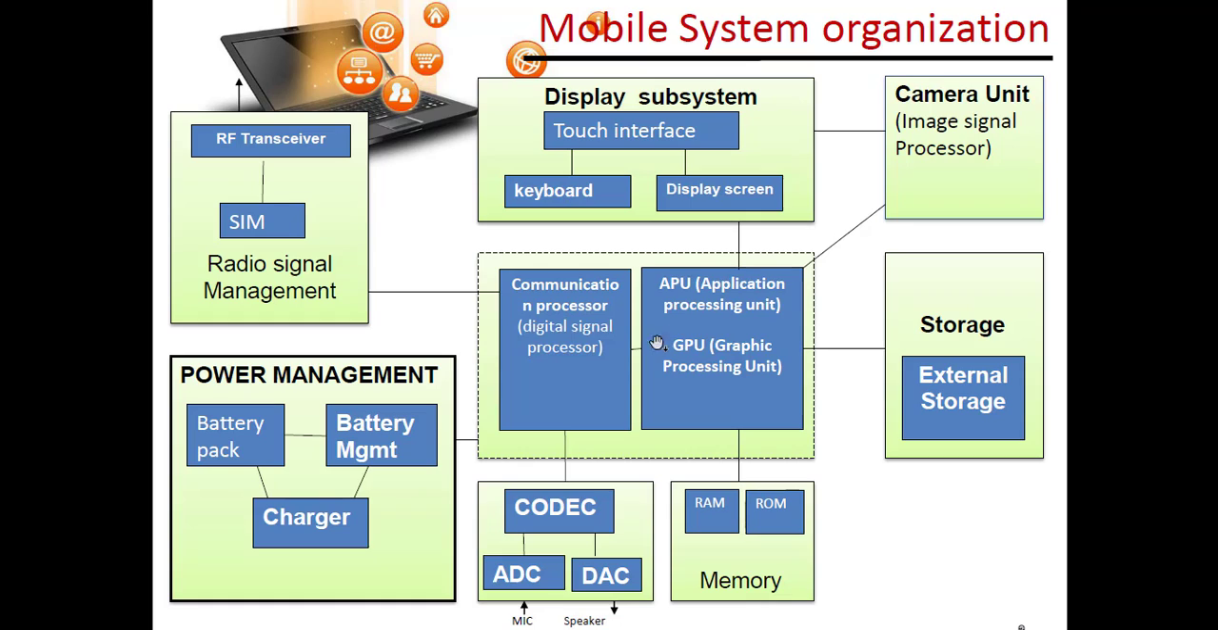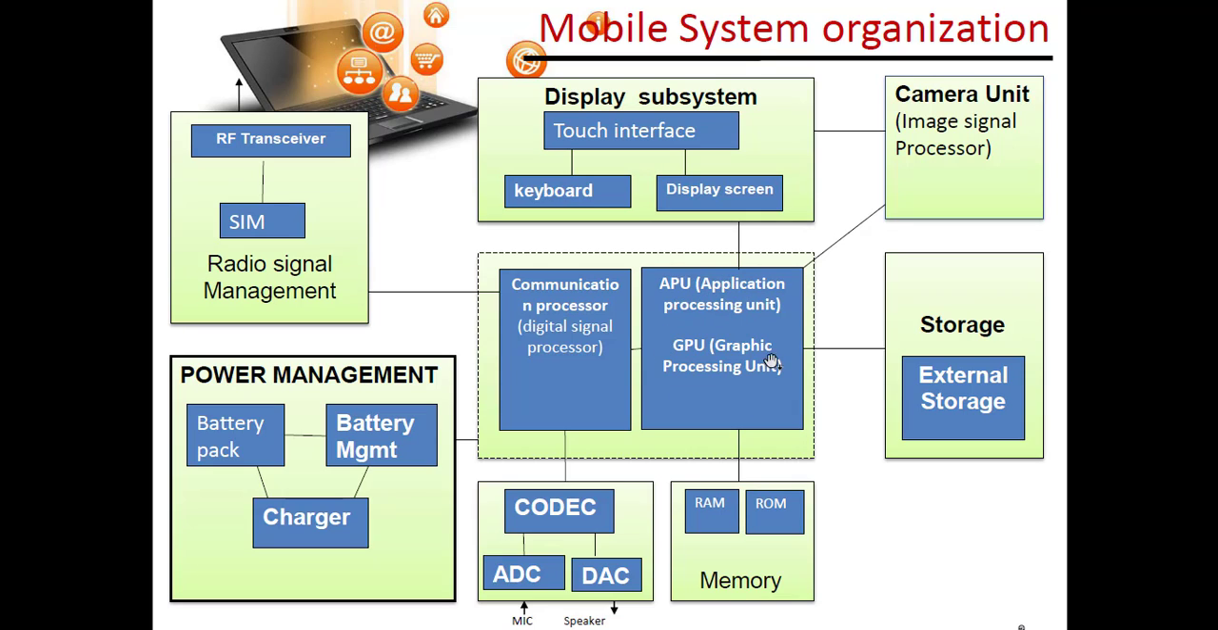And then we have the APU. APU is the application processing unit. Whatever applications are running in our phone are handled by this APU. Like whenever you are calculating something or you are playing some music, all these applications will be handled by the APU.